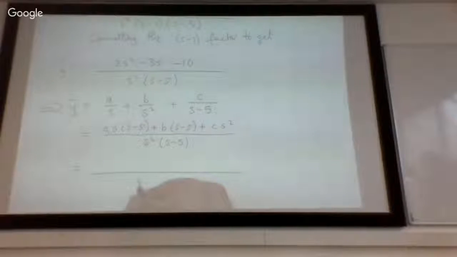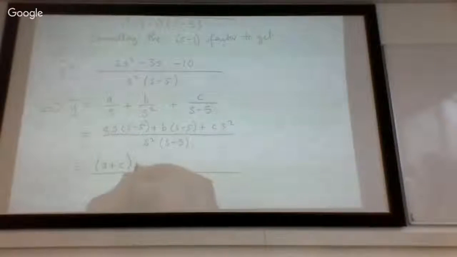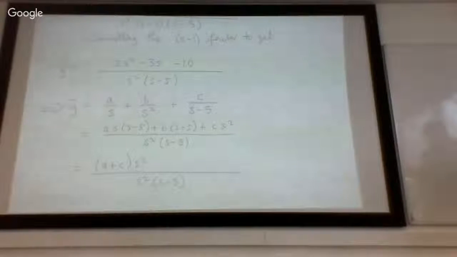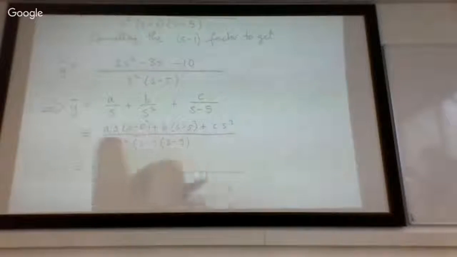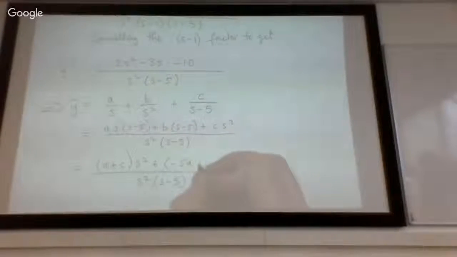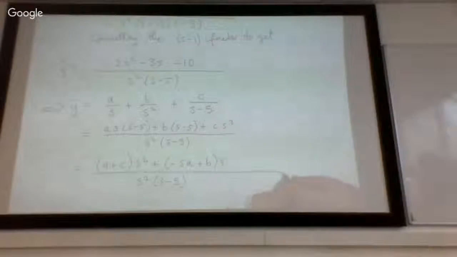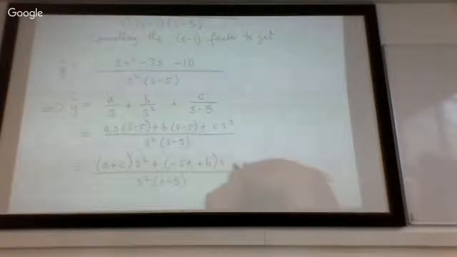So you multiply out the numerator polynomial. Multiplying s squared, we've got A plus C. Then you look for s's, and you've got minus 5A plus B multiplying s. And then looking for a constant term, you just have minus 5B.